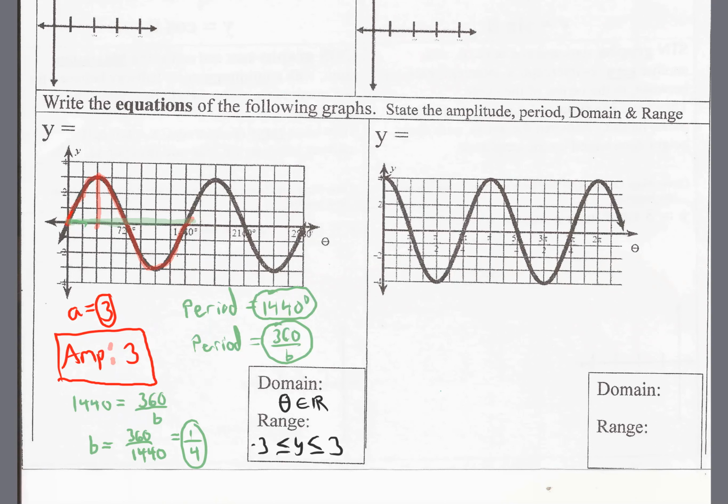And one last thing here. Is this a sine or a cosine graph? Somebody tell me. Sine. This is sine. Good. So this is sine because isn't it going through the origin? So its y-intercept is zero. So that means it's a sine graph. So it's going to be A times sine of B theta.